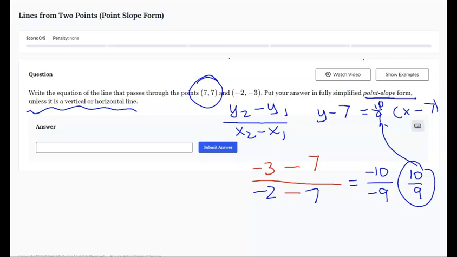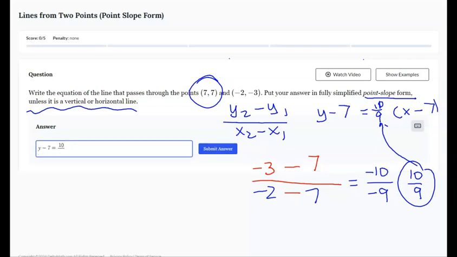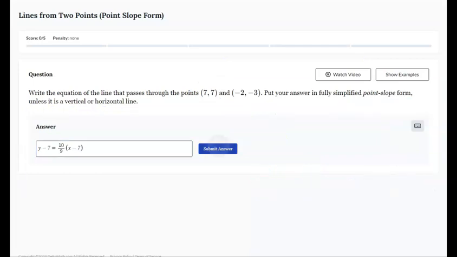I'm going to type that exactly into this answer box. Y minus 7 equals 10/9 quantity x minus 7, close parens.